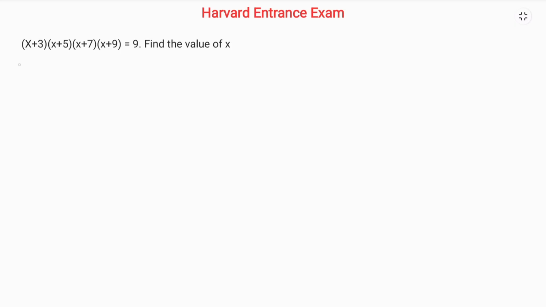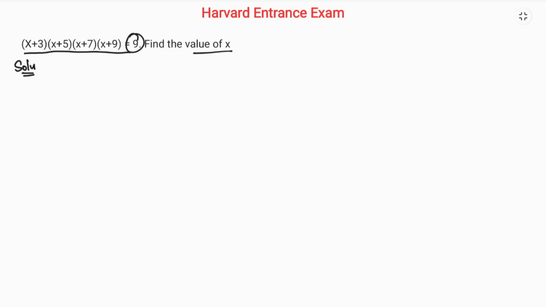I hope that you've tried the question and you have got the solution, and if you didn't, then let's check the solution. So according to our given question, we have to find the value of x when x plus 3 is multiplied with x plus 5, which is further multiplied with x plus 7 and x plus 9, and the result is 9. So in order to solve this question, we have to first understand what will be our approach to find the solution.